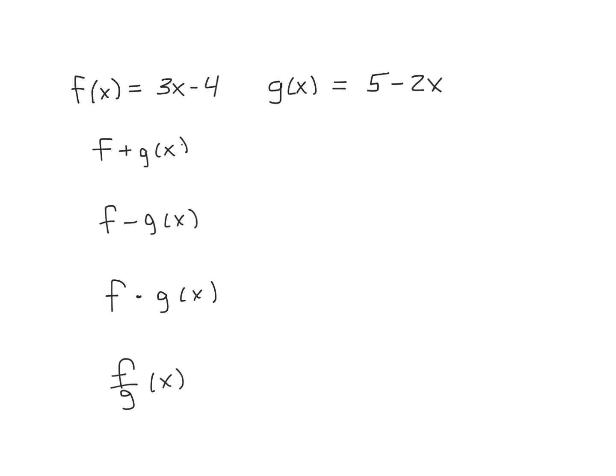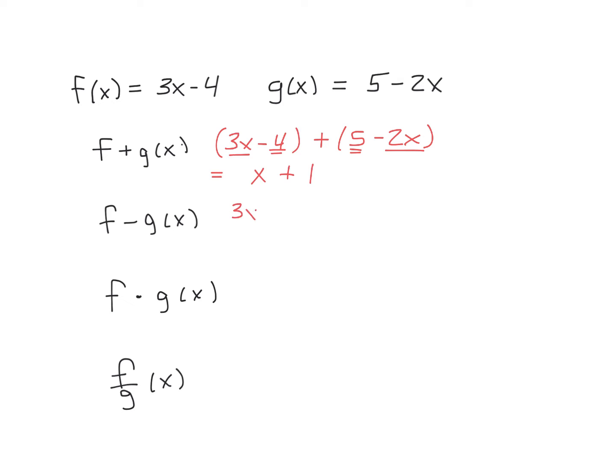All right, a couple examples here. So I've got f of x to be 3x minus 4 and g of x to be 5 minus 2x. So if I'm going to add f plus g of x, I'm going to take 3x minus 4, f of x, plus the 5 minus 2x. I'm just going to combine like terms. So I've got 3x, take away 2x, which is x. I have negative 4 and a positive 5, which is plus 1.